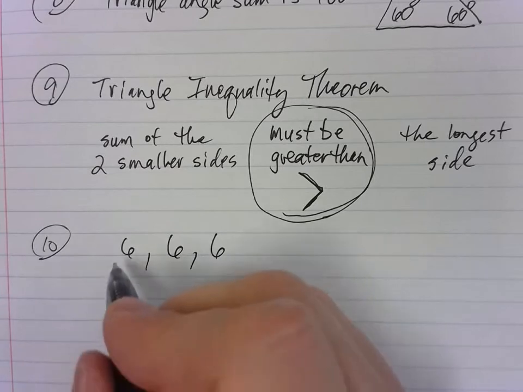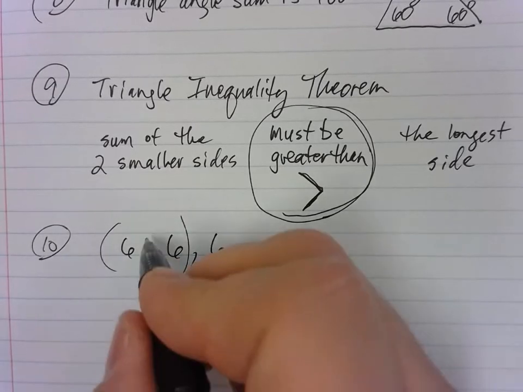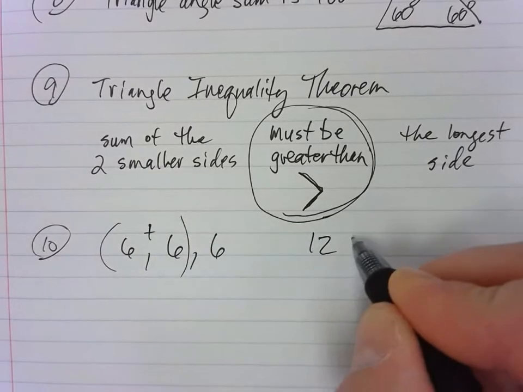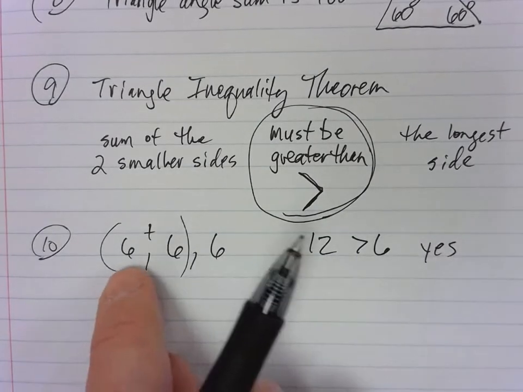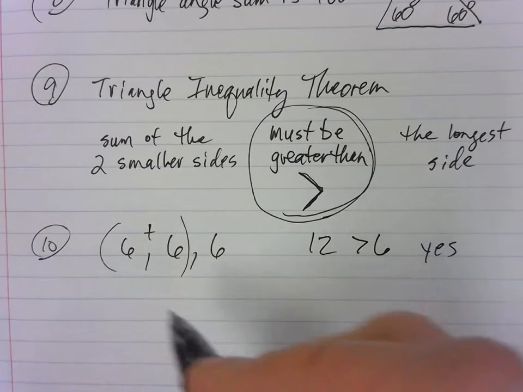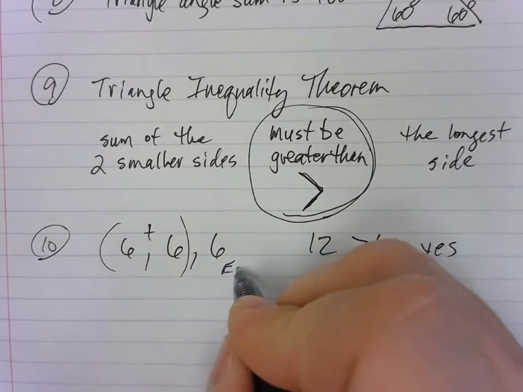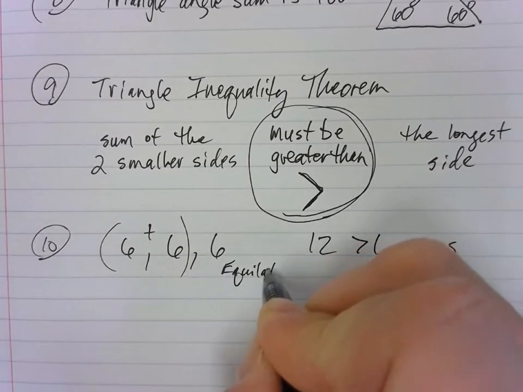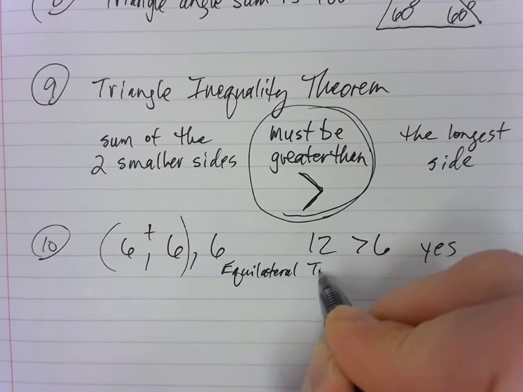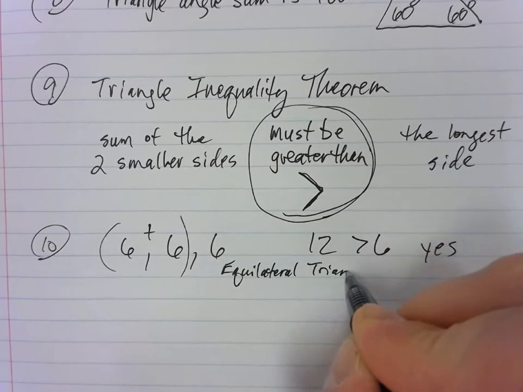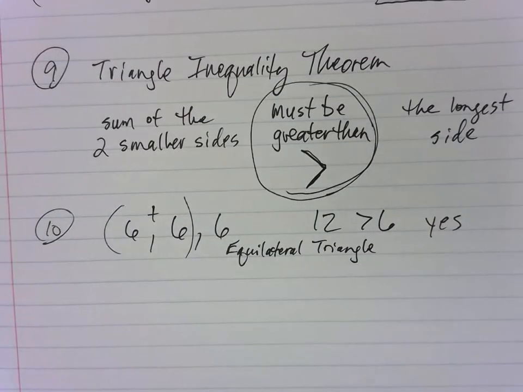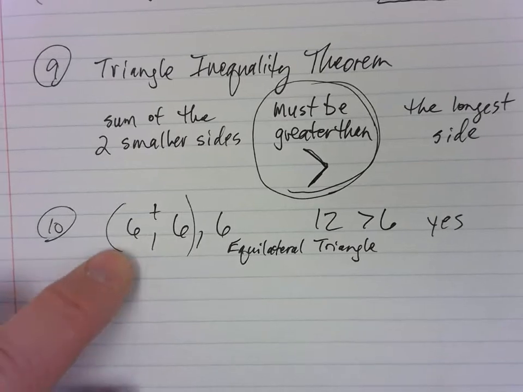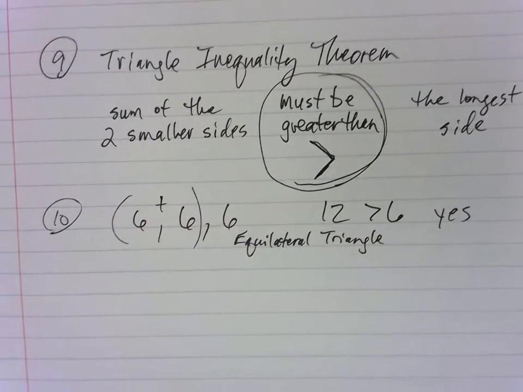Take these over here. 6 plus 6, okay, 6 plus 6 is 12. 12 is greater than 6. Also, you should know that if they're all the same, 6, 6, and 6, that is an equilateral triangle. If all three sides are the same, that automatically means it's going to be a triangle.